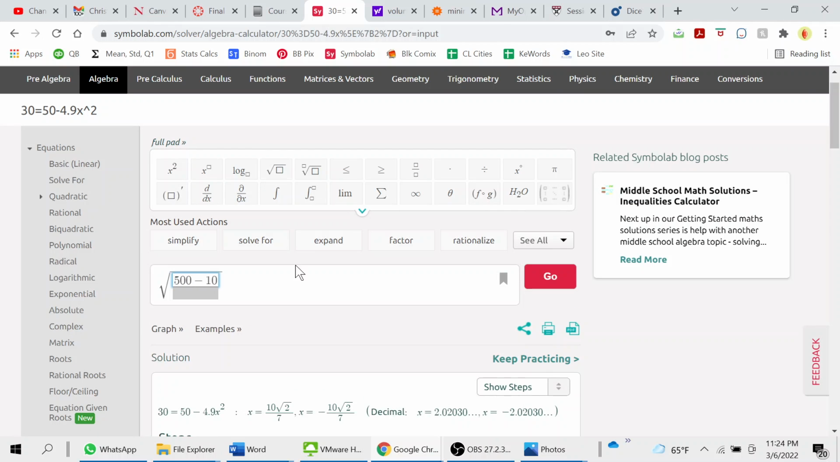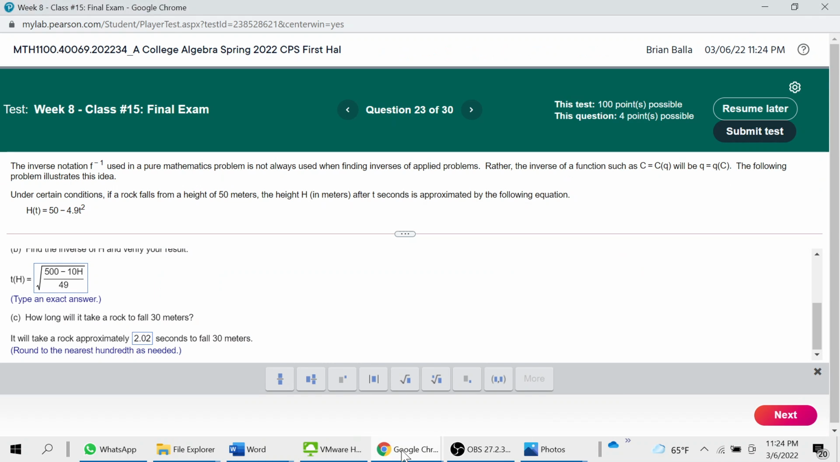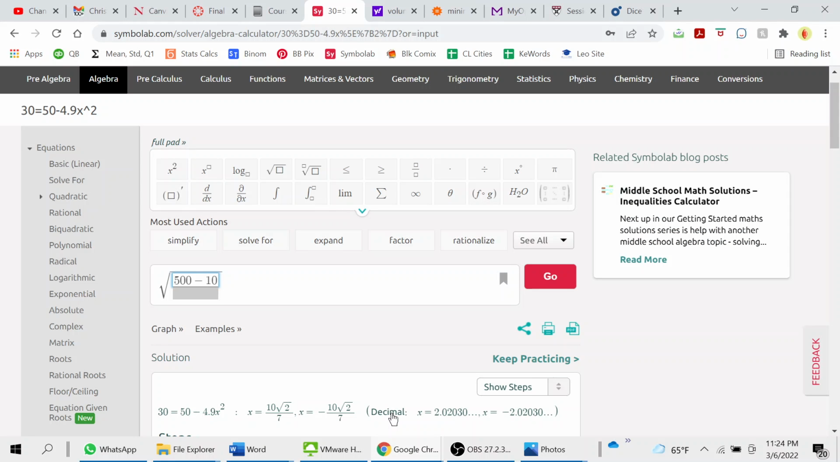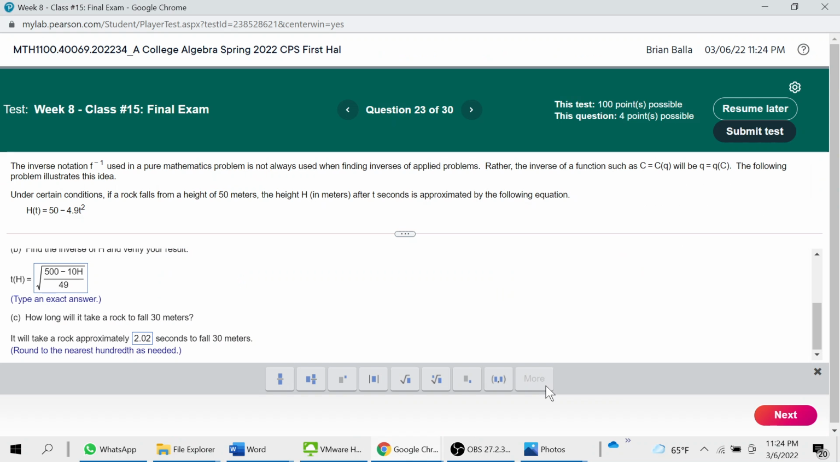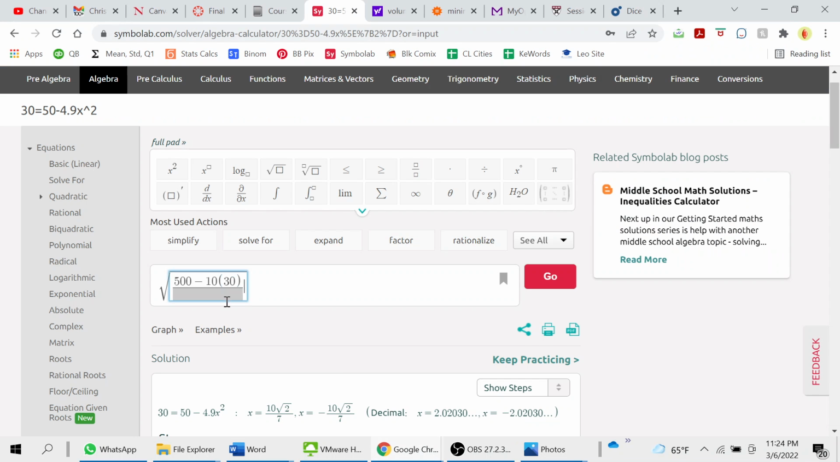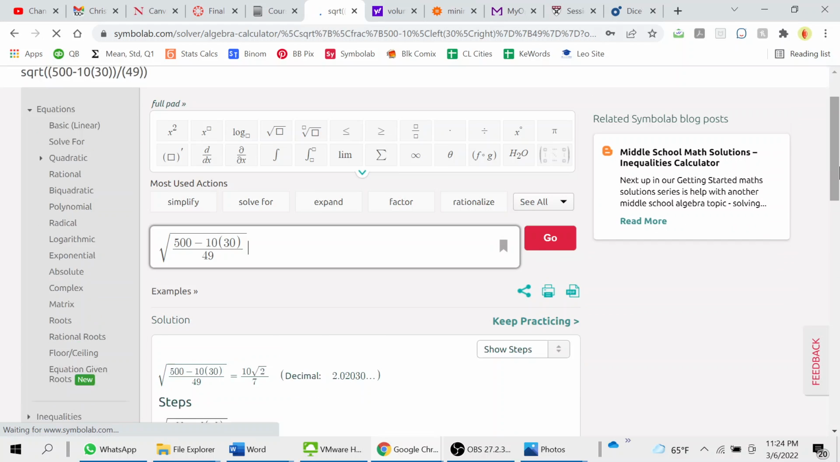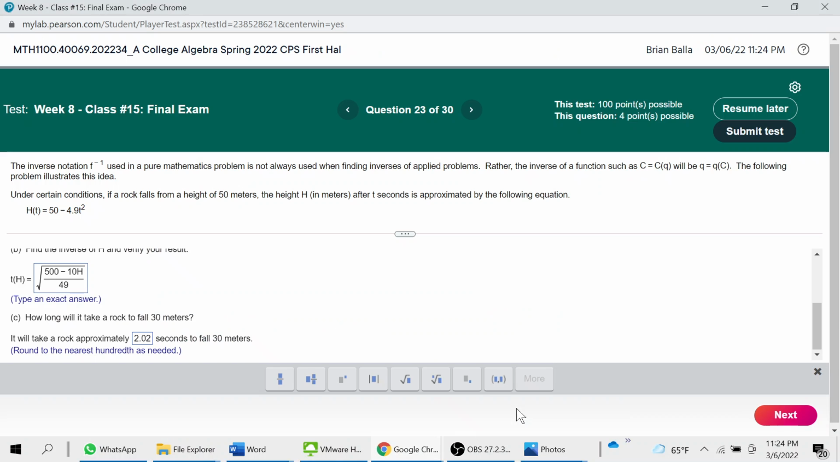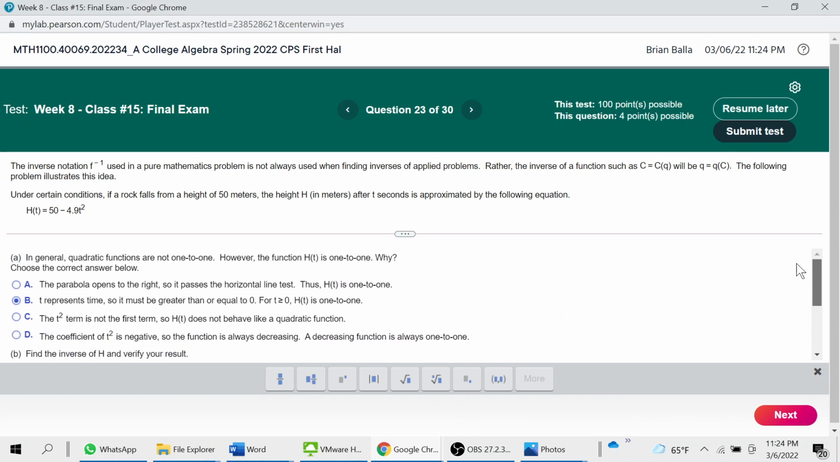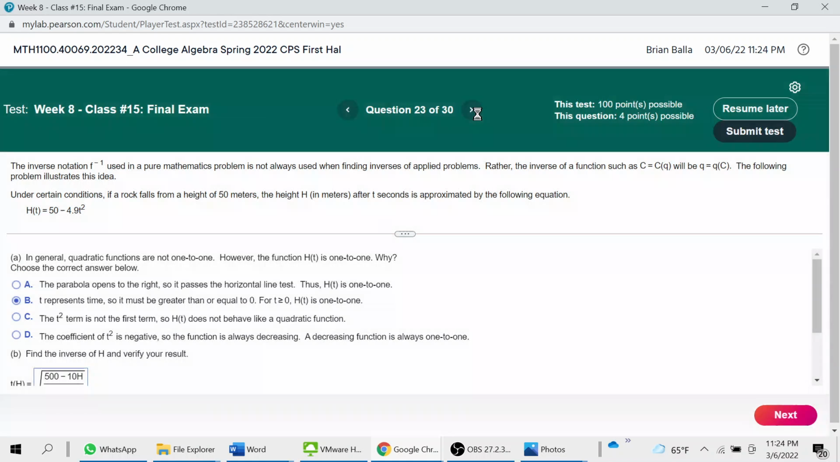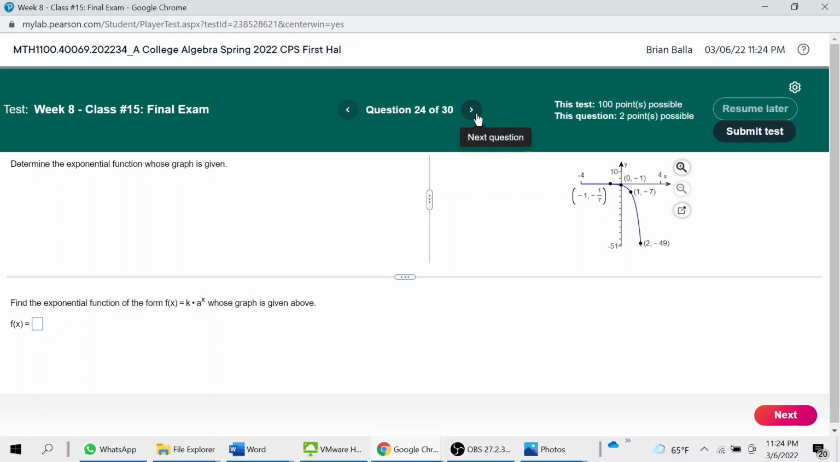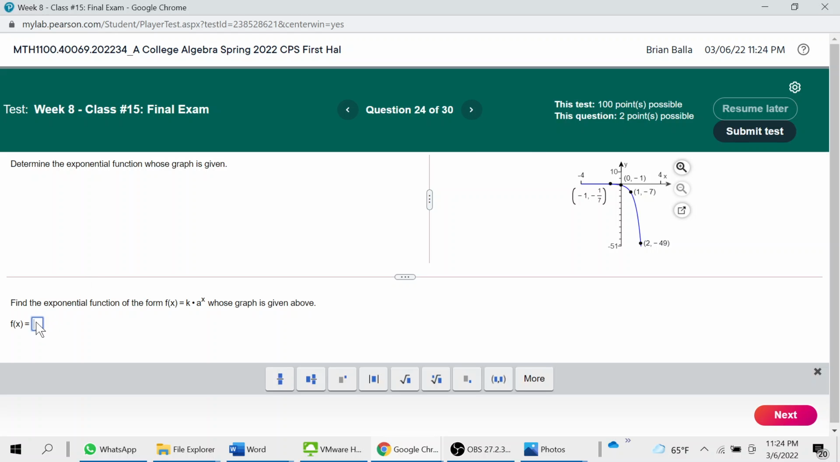500 minus 10 h, 30. Let's replace it with 30 over 49. Okay, let's see if it produces the same 2.02 result. Good, it did. So it's correct. Considering the mistakes I found in here, I'm gonna review these problems after I get to the last question. Just make sure they're okay.